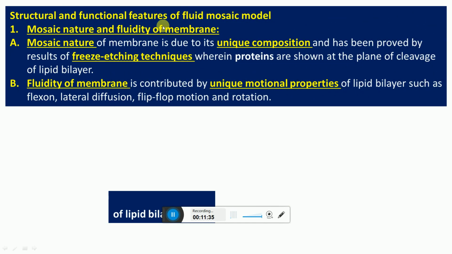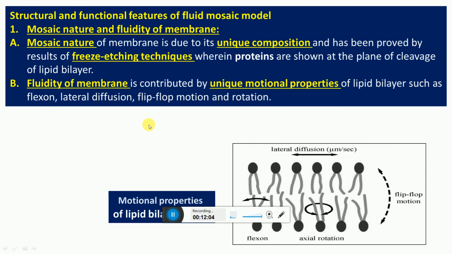Structure and function features of the fluid mosaic model: mosaic in nature, and fluidity of the membrane. The mosaic nature of the membrane is due to its unique composition and has been proved by the freeze etching technique, in which proteins are shown in the plane of cleavage of the lipid bilayer. Fluidity is contributed by unique motional properties of the lipid bilayer, such as flexion, lateral diffusion, flip-flop motion and rotation. So these are the motional properties of lipids. You can see the flip-flop motion, when diffusion takes place, and axial rotation.